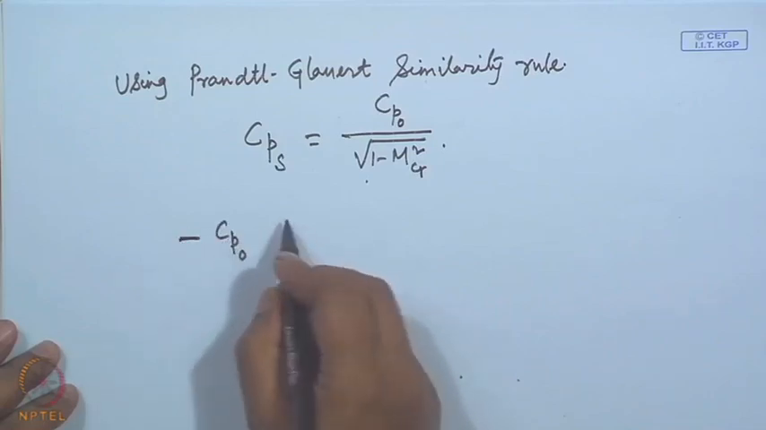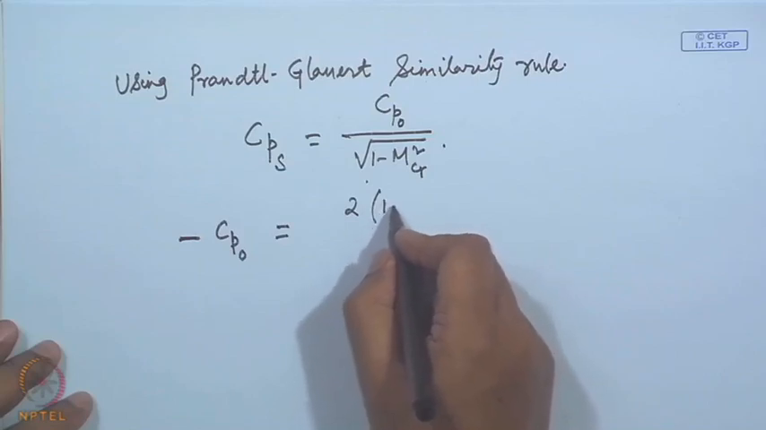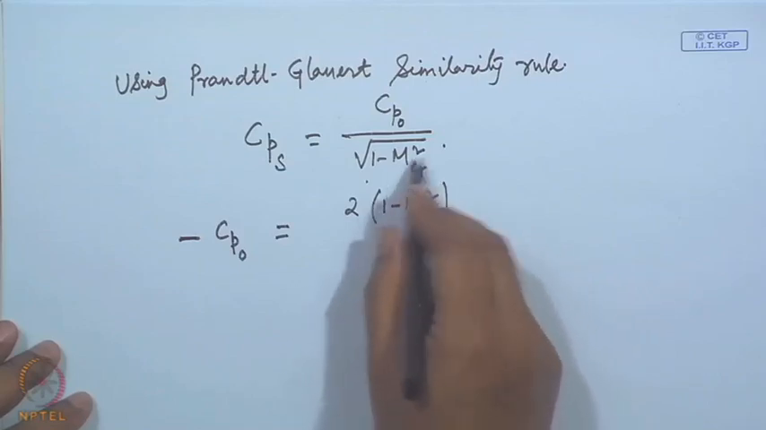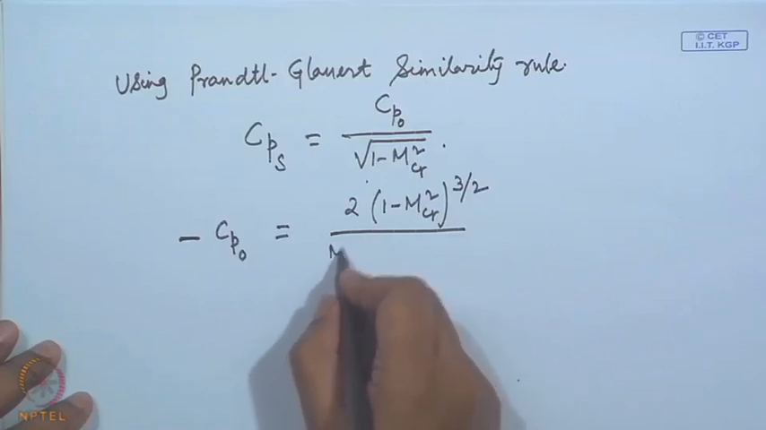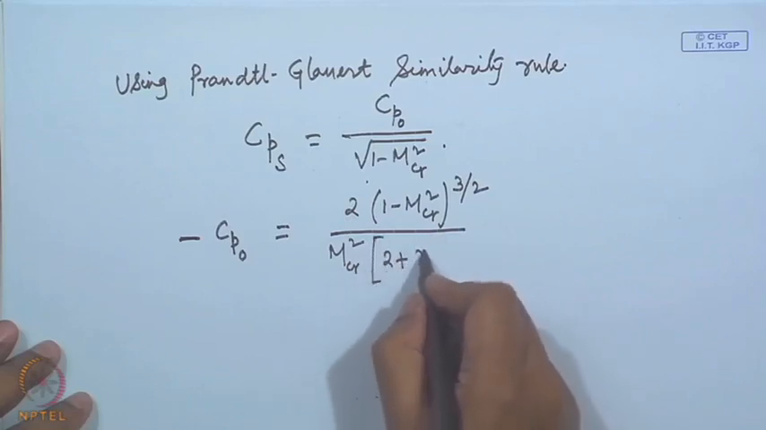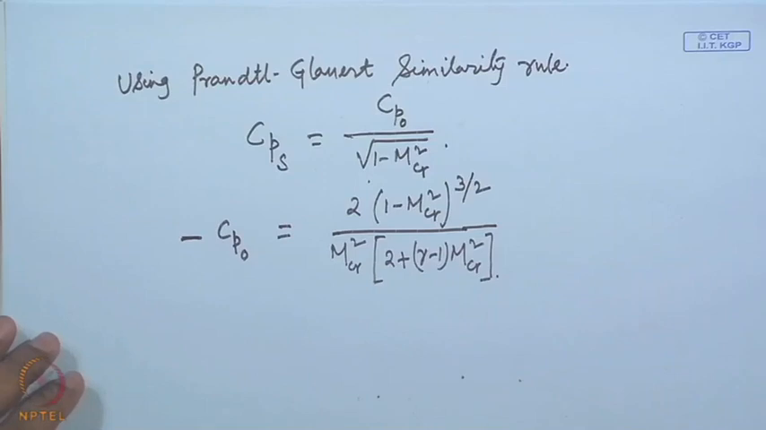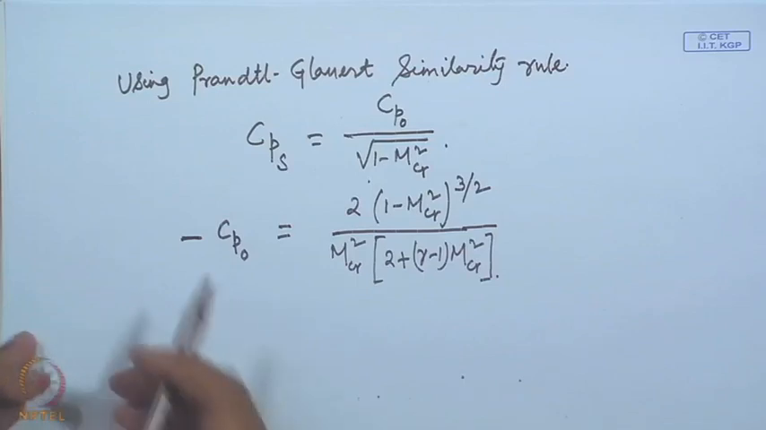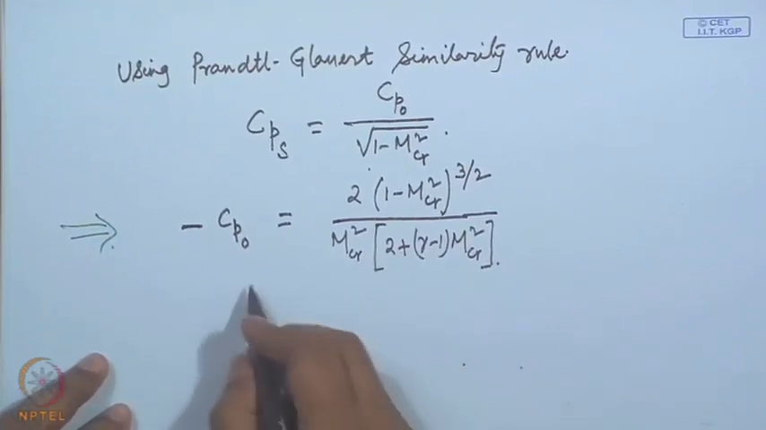minus Cp 0 equal to 2 into 1 minus M critical square to the power 3 by 2 by M critical square into 2 plus gamma minus 1 M critical square. In principle, this can be solved since Cp 0 is known; M critical can be solved from this equation.